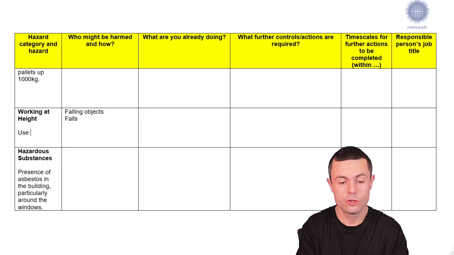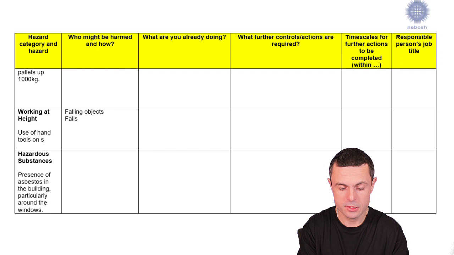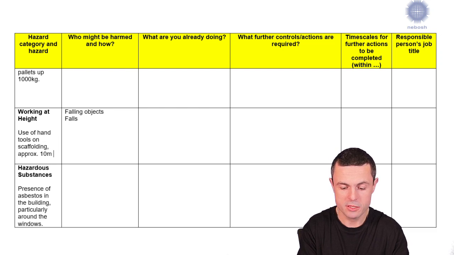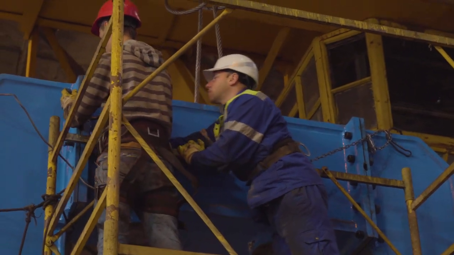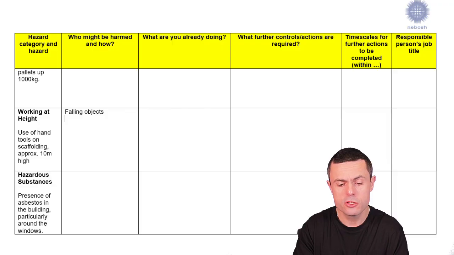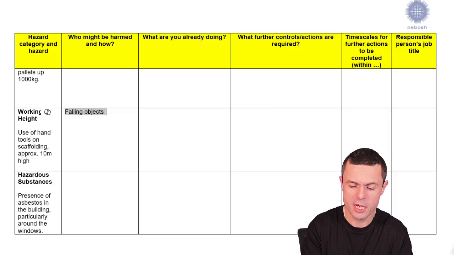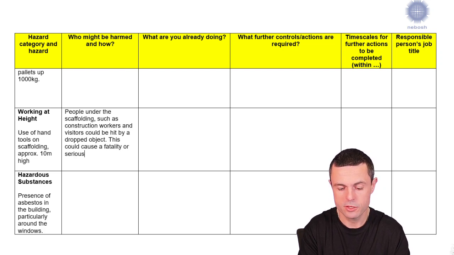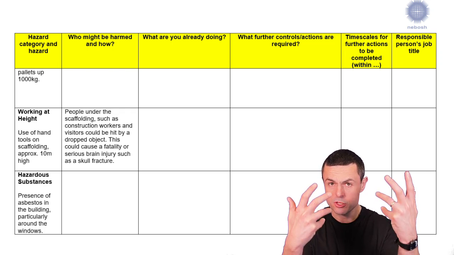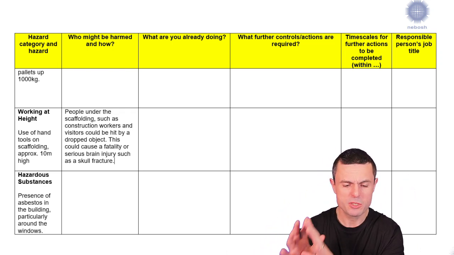Shall we do a falling object one? Use of hand tools on scaffolding approximately 10 meters high. There we are. The hand tool is at height on the scaffolding. That will then link us to the potential for falling objects. So why don't we do a who might be harmed and how for that one? We'll say people under the scaffolding, such as construction workers and visitors, could be hit by a dropped object. This could cause a fatality or serious brain injury, such as a skull fracture. There we are. We've got a who, we've got an incident, which is the dropped falling object, and then we've got quite a specific type of injury there.